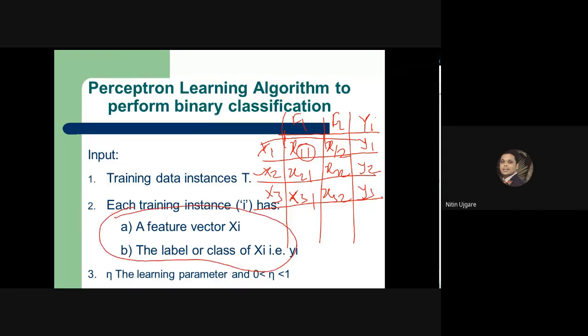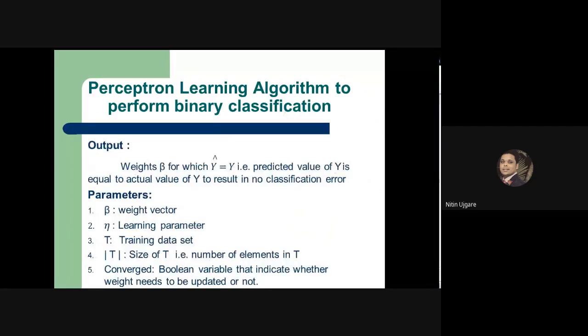So this is the feature vector xi, and the size of the training set is capital T, that is mentioned here. Eta is the learning parameter, and we have assumed that the value of eta always lies between 0 and 1. Okay, so this is the input that we have, and what output we are predicting.